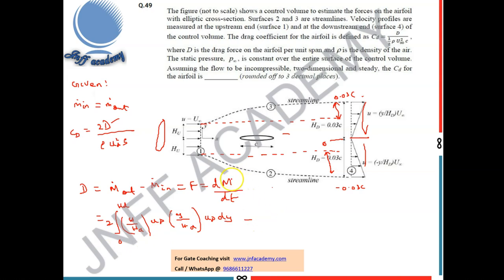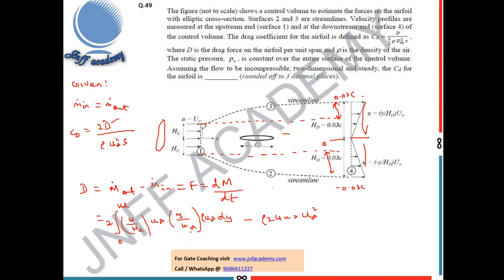Minus, what is momentum in? Momentum in is very straightforward. It is hu plus hu, 2hu. This part is hu, this part is hu, so 2hu into u infinity square, because here velocity is constant, there is no change in velocity, so u infinity. Just that we can add rho on both sides, because the formula for momentum includes rho. Yes, this is the drag that we have figured out.